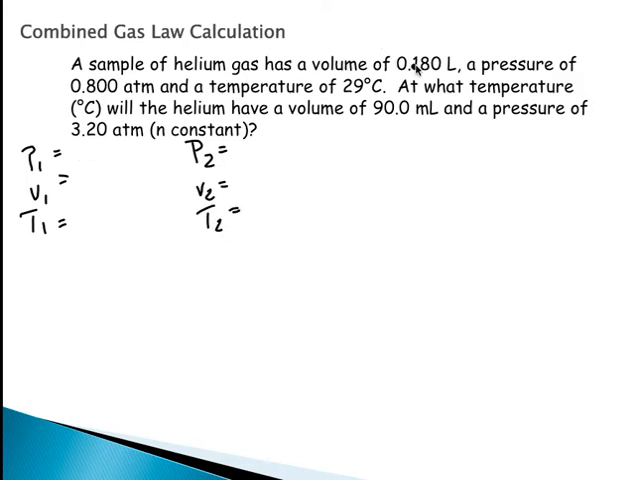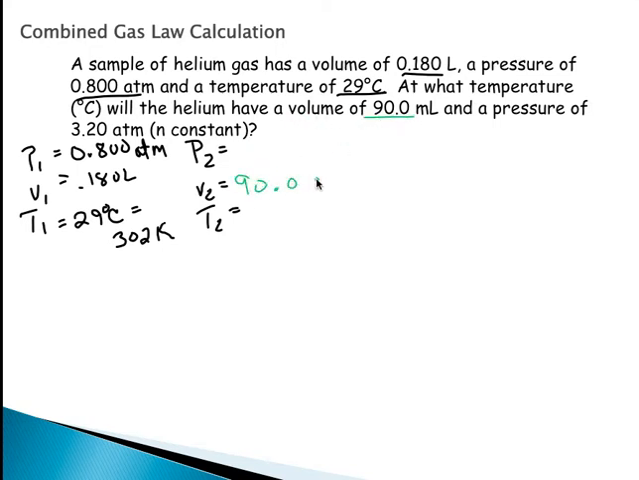In my first set, it has a volume of 0.180 liters, a pressure of 0.800 atmospheres, and a temperature of 29 degrees Celsius. Ooh, but I remember that I can't leave it as 29. I have to add 273 to it, so that will be 302 Kelvin. In my second set, 90 milliliters, and a pressure of 3.2 atmospheres.